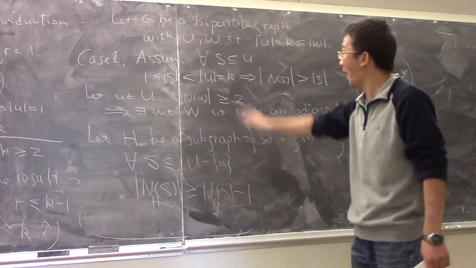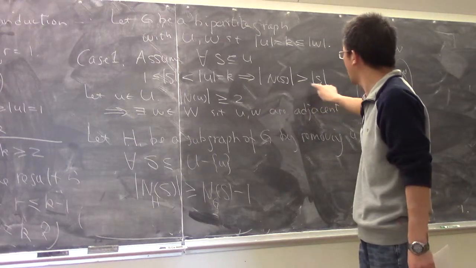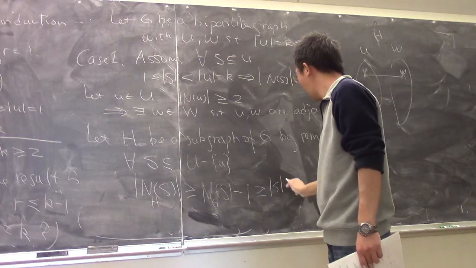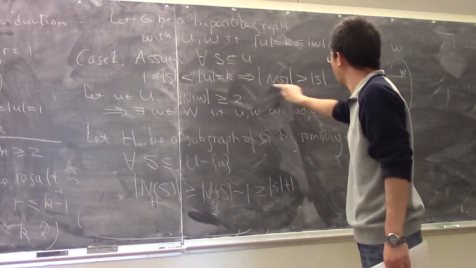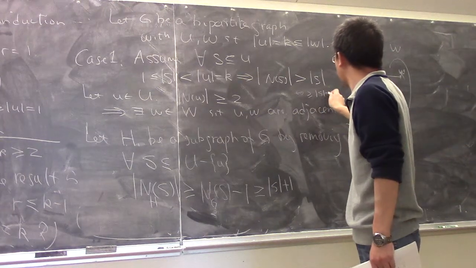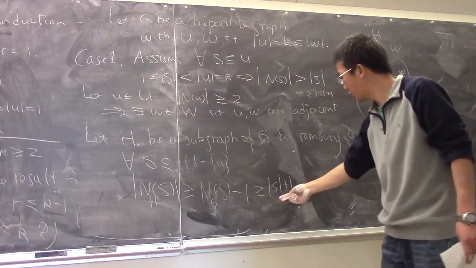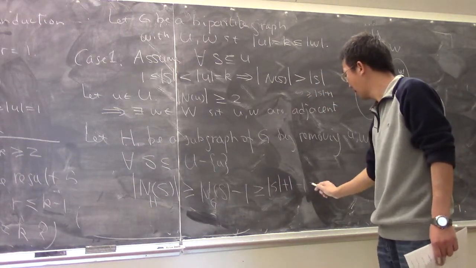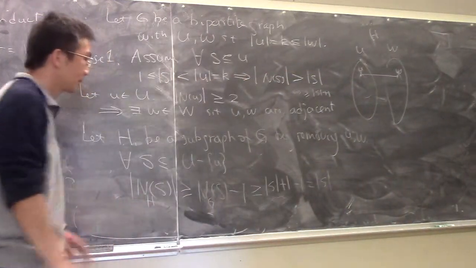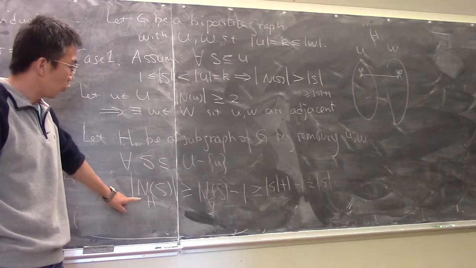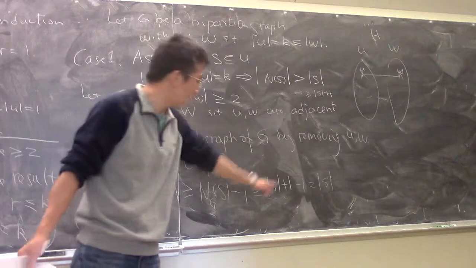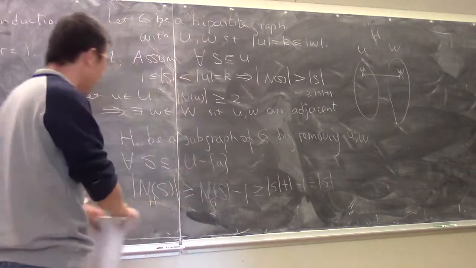But I already made my assumption. I say this cardinality is strictly larger than the cardinality of S. So this is larger than or equal to the cardinality of S plus 1, because strictly larger than is equivalent to saying larger than or equal to the cardinality of S plus 1. Minus 1 here, that's exactly equal to the cardinality of S. So therefore, if you look at your subgraph, the cardinality of the neighborhood of any set is going to be larger than or equal to the cardinality of S by induction.